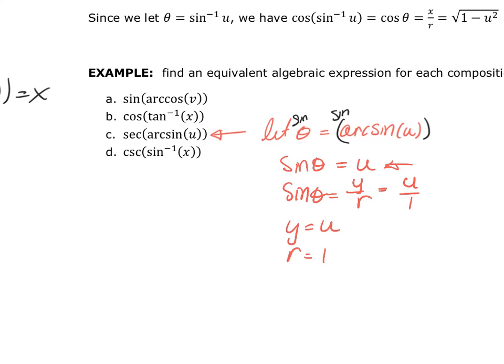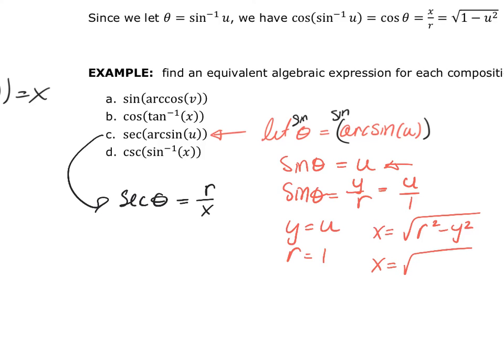I am chasing the secant of my angle. How do we define the secant? It is the r value over the x value. So what do I need to find to answer this question? I need to find x. So I come back over here, and x is equal to plus or minus the square root of r squared minus y squared. But what is r squared? 1. What is y squared? U squared. So my final answer is going to be 1 over the square root of 1 minus u squared, and there's my final answer.